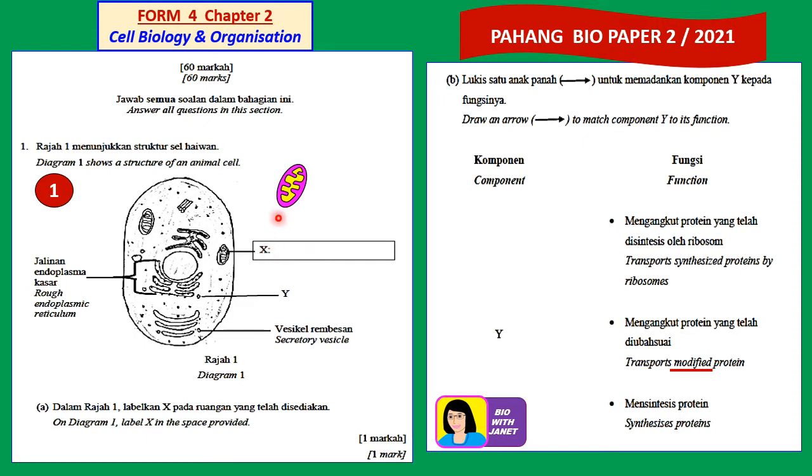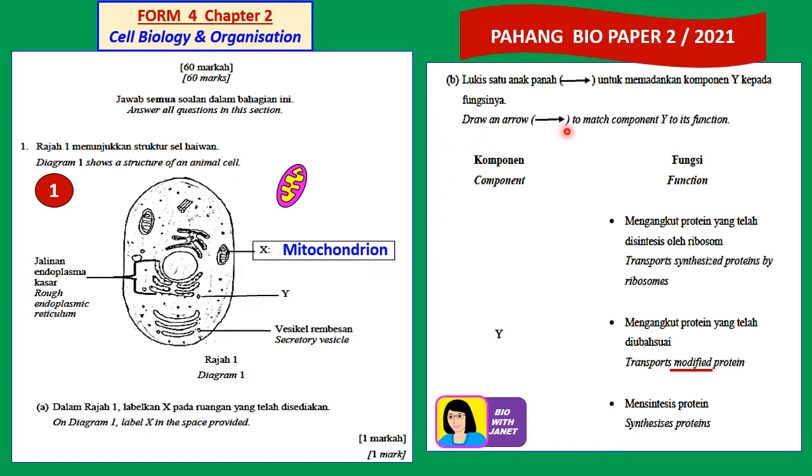Now, if you were to enlarge this X here, it should look something like that, right? There's a folded inner membrane, all right? So this is a special characteristic of what organelle? Yes, the mitochondrion, right? And since only one mitochondrion is labeled here, it should be mitochondrion and not mitochondria. So mitochondrion is the best answer.